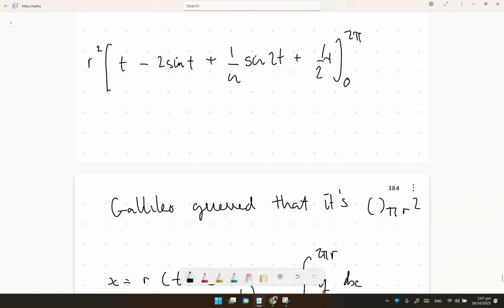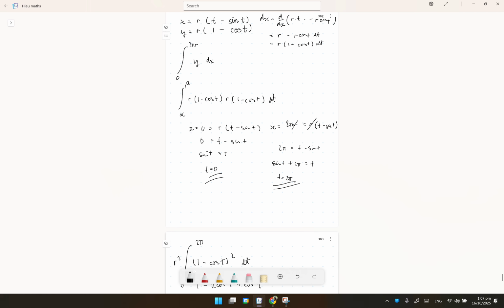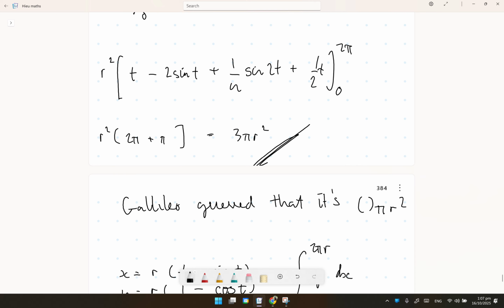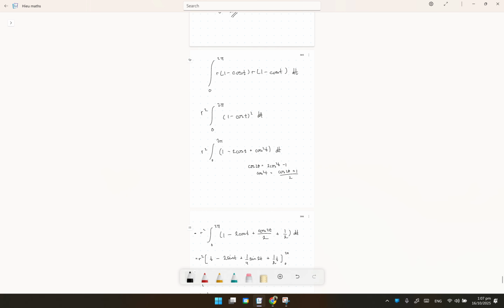Okay, and then this would simply be r squared multiplied by 2 pi. Sine 2 pi is 0, plus 1/4 sine 4 pi is also 0, plus 1/2 t. So that's plus pi. And then we're going to minus 0, sine 0, 0. Okay. So what we end up with is 3 pi r squared, which is the answer. So yeah, Galileo guessed that it was just a constant multiplied by r squared. He's really close. It's just 3 pi r squared. Really interesting. I don't know why that is.